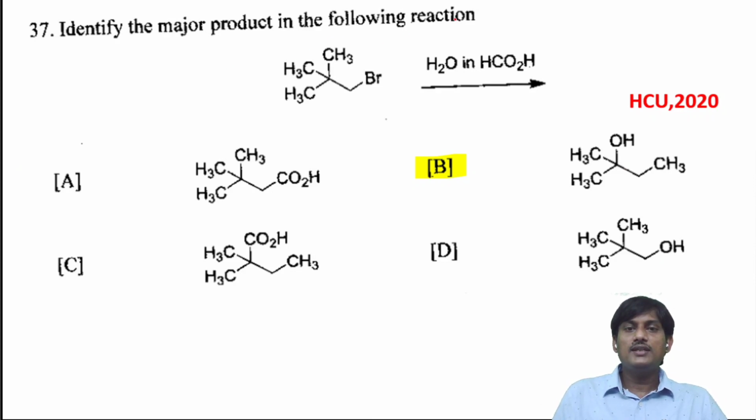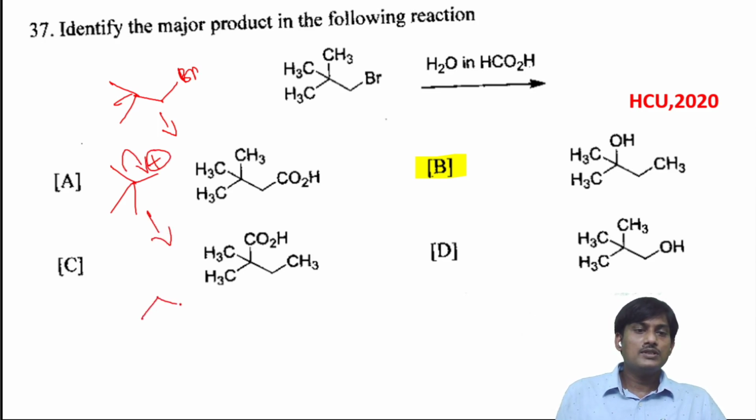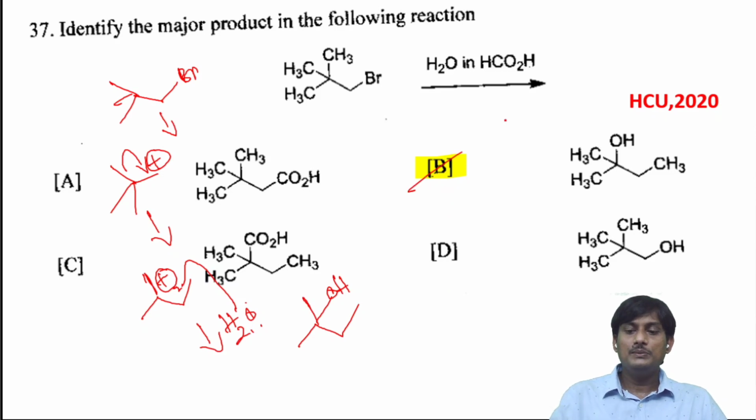Identify the major product in the following reaction. It's a nucleophilic substitution reaction, SN1 type of reaction. First, there is a hydrolysis, since we are taking polar protic solvent, water, only. There is a formation of less stable carbocation, primary carbocation. Again, there is a methyl shift. So there is a formation of more stable carbocation. Here there is a formation of tertiary carbocation. After that, there is an attack of water on carbocation, and there is a formation of OH at this position. So the correct option will be B.